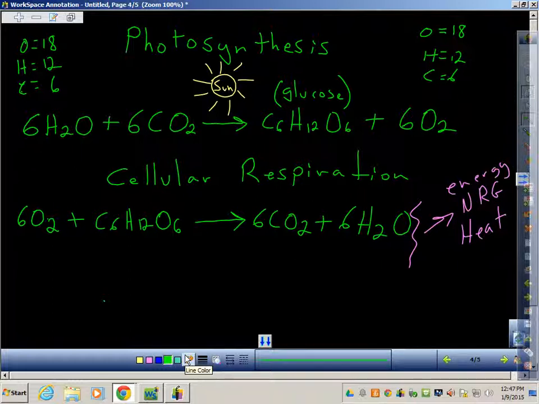Okay. So, are we all good here? How about this? Take a look at these 2 equations. I'm going to give you 30 seconds to memorize them. 30 seconds. Don't talk to your neighbor. You better have them written down.